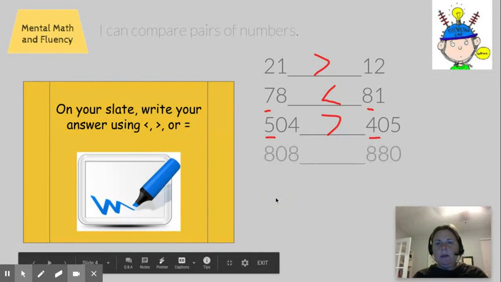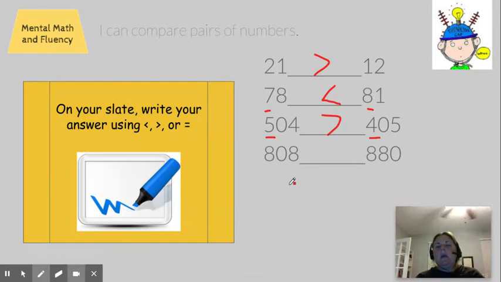All right, let's go to the next one. Now this one looks tough too, but I know you can do it. 808, 880. We're going to go to the 100 spot first. And look, the 8s are the same, so we better go to the next spot. 0 and 8. We know that 0 is less than 8, so our alligator mouth is going to eat the 8.